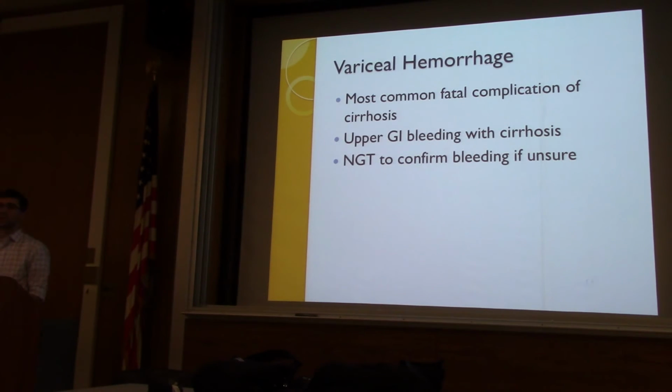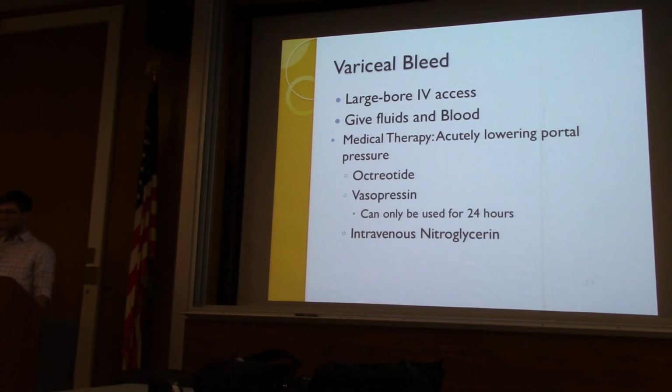is the most common fatal complication of chronic liver disease. It's upper GI bleed in the patient with cirrhosis. And there was an article going around from Dr. Sinner. I wish I knew about this before I prepared my thing. I think it was more from lower GI bleed. But you can use it to confirm bleeding if you're unsure whether or not the person's having an upper GI bleed or not. Okay. And so what you want to do: large bore IVs, fluids and blood, and then medical therapy. And so we'll focus a little bit on medical therapy.